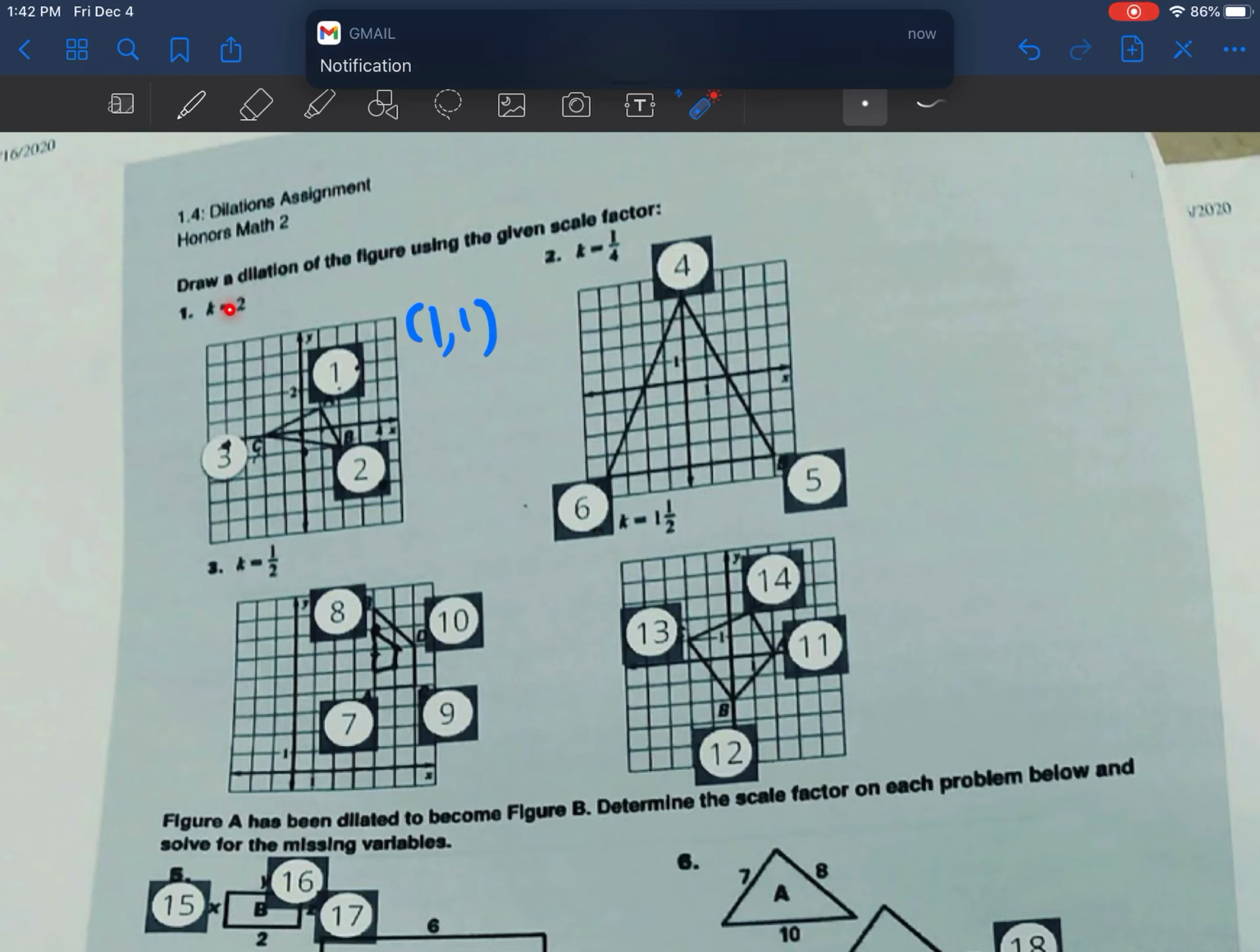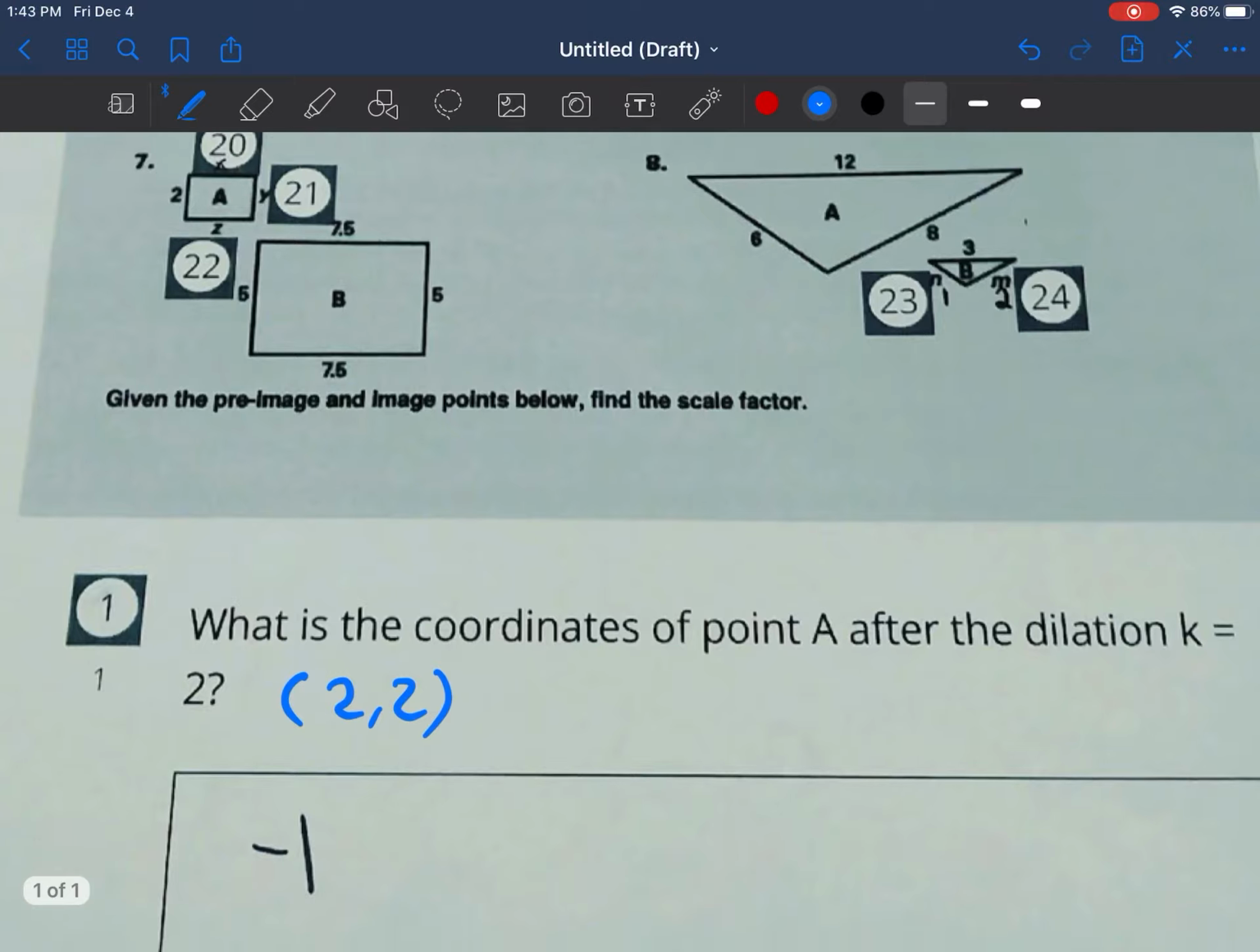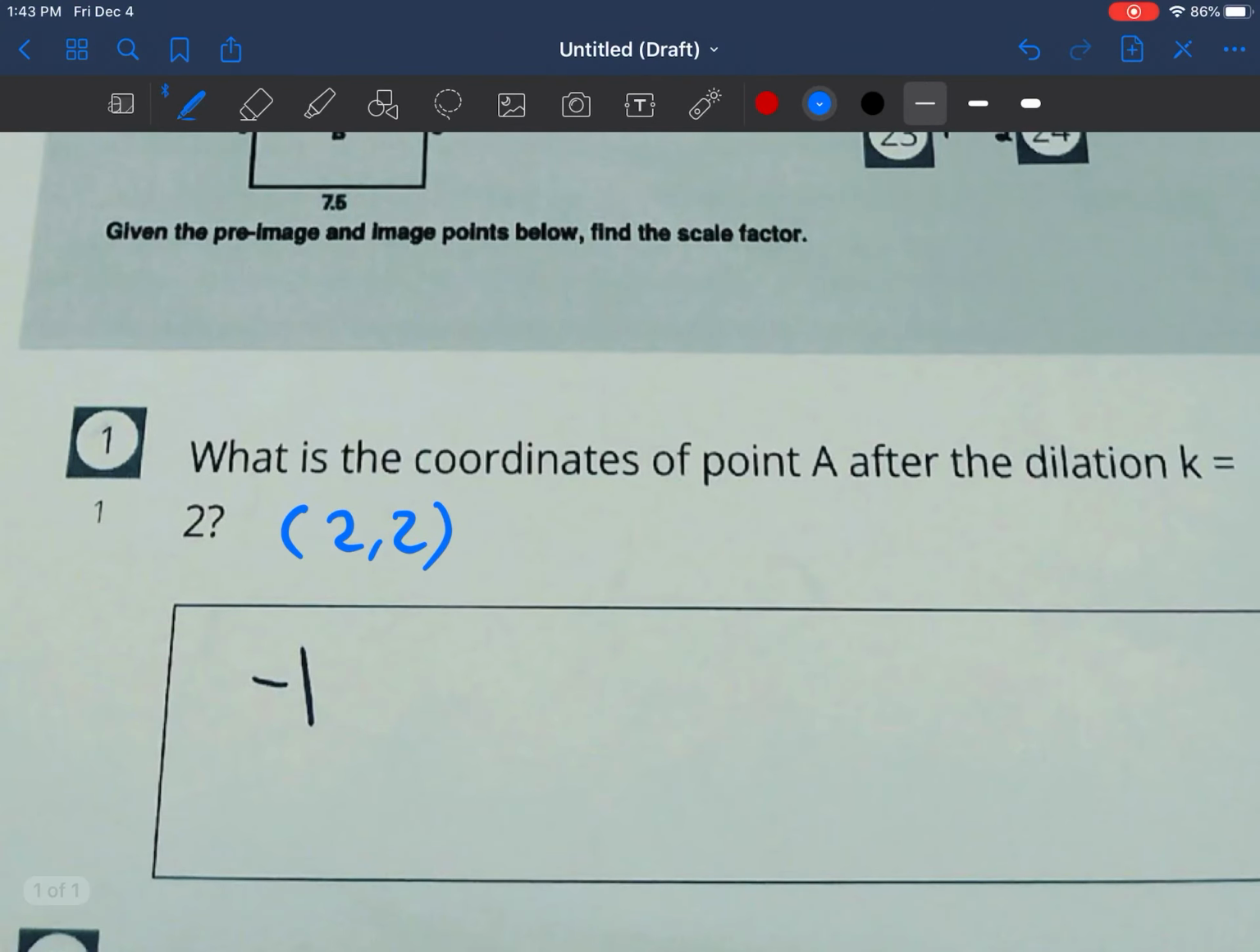And I'm dilating by 2, where you have k equals 2. This is called the scale factor. I'm going to dilate by this 2. And all I do is I take each of these numbers and multiply them by 2. So 1 times 2 is 2. And this one right here times 2 is 2. So the answer to number 1 is 2, 2. And you would go down here and you would just put your answer in this block right here. 2, 2.